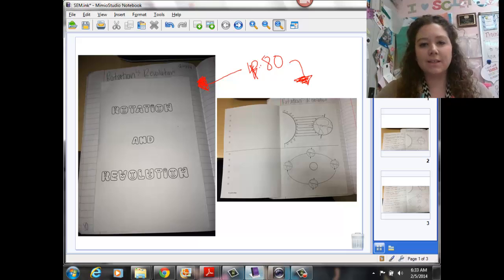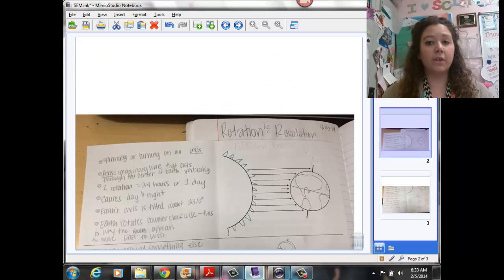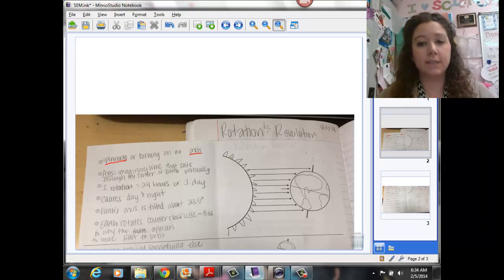So the first one that we're going to learn about is rotation, and we kind of briefly talked about it in class. Rotation is when it's spinning. So it's spinning on an axis. And when it spins on an axis, we call that rotation. And so you see we have a nice little diagram on the right, and then we've got our notes on the left that you'll copy down. When I underline, you need to underline. If I label something on the diagram, then you of course need to label on the diagram.